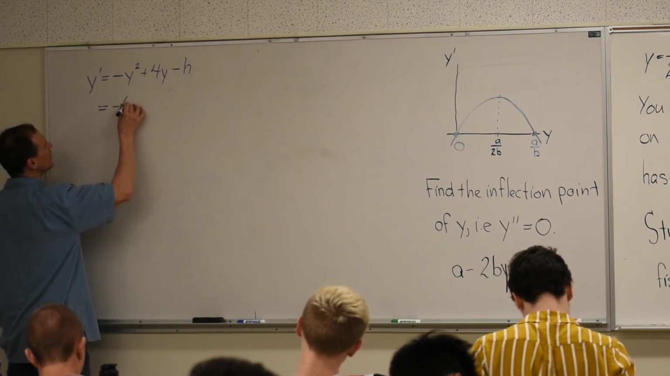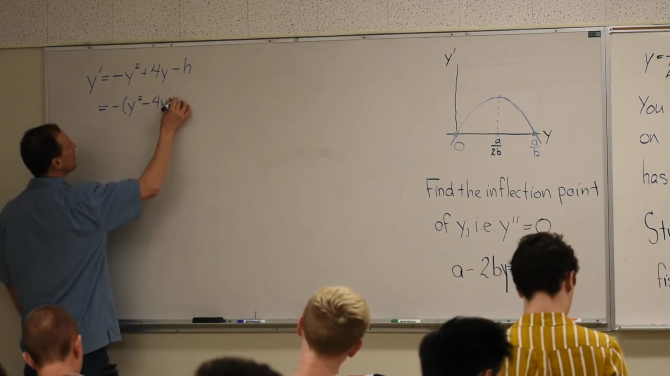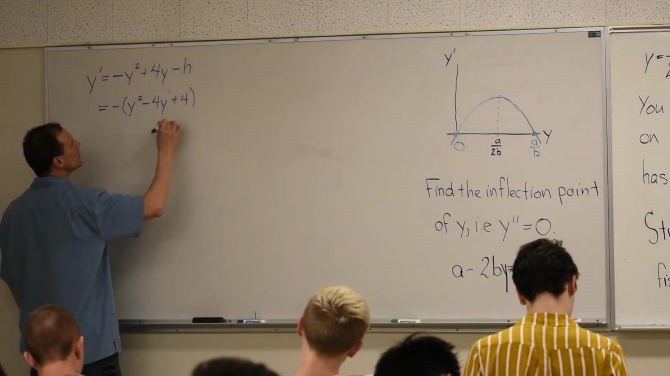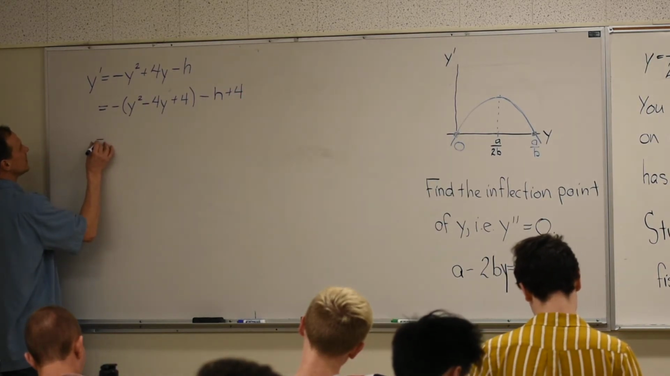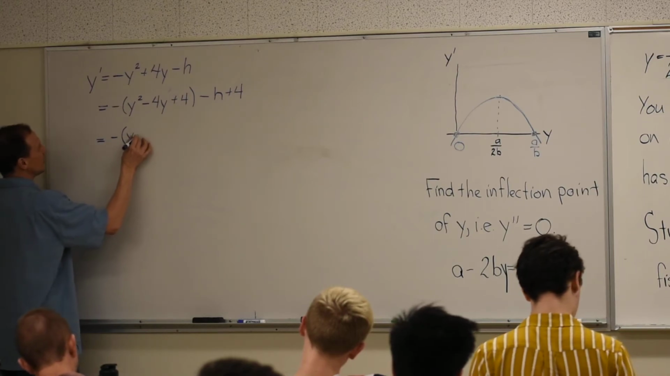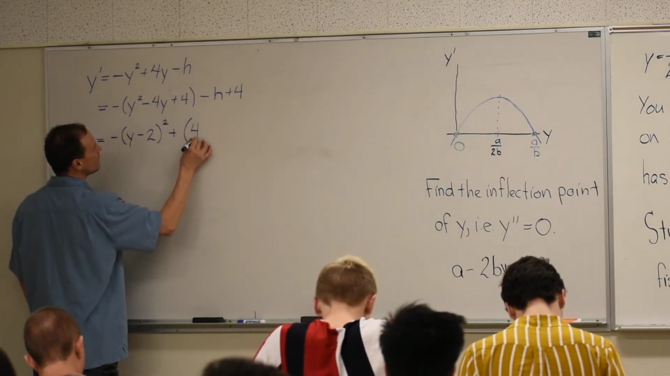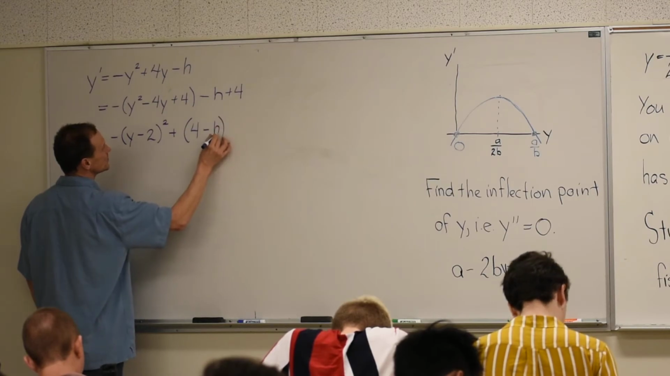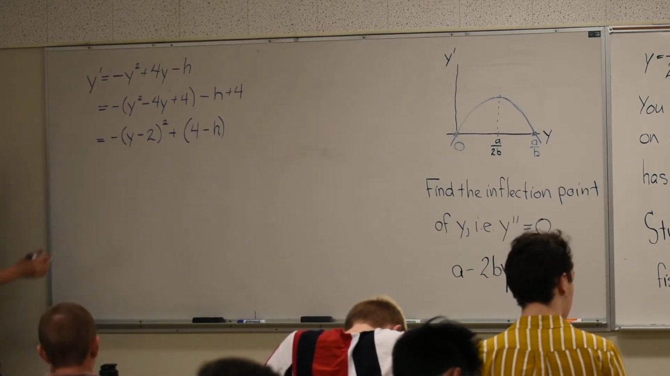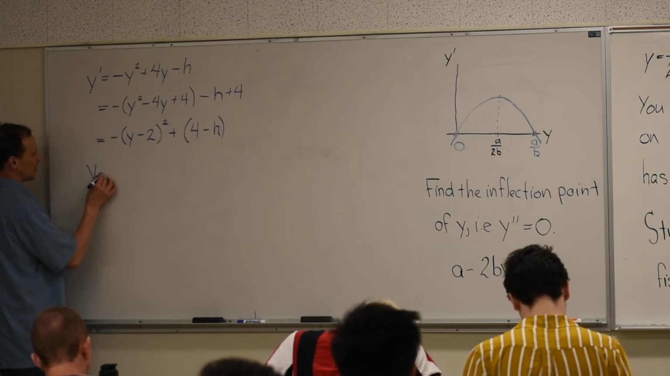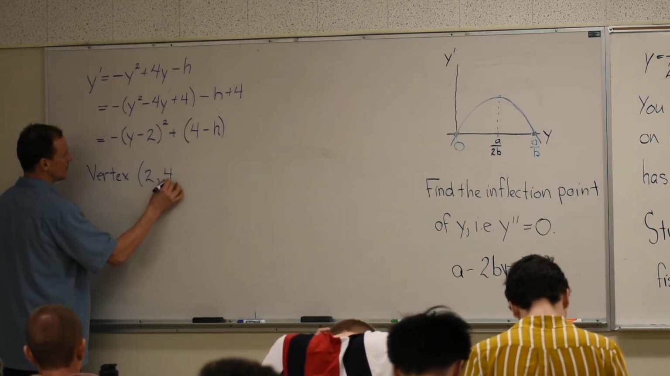I have minus y squared minus 4y plus 4 minus h. So I'm going to rewrite that as minus (y minus 2) squared plus 4 minus h. I think that's right. So our vertex is at the point (2, 4 minus h).